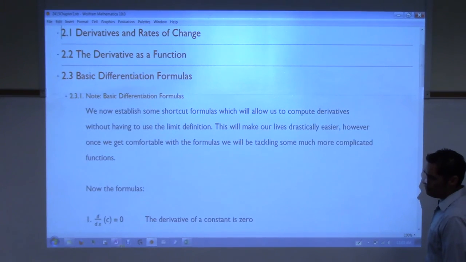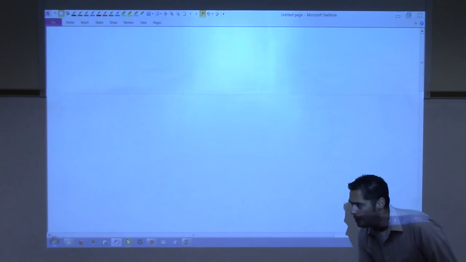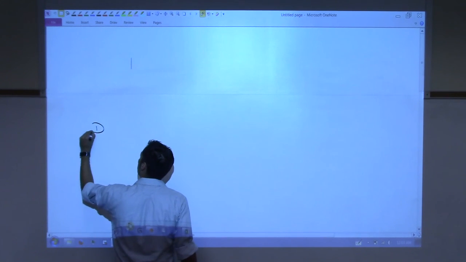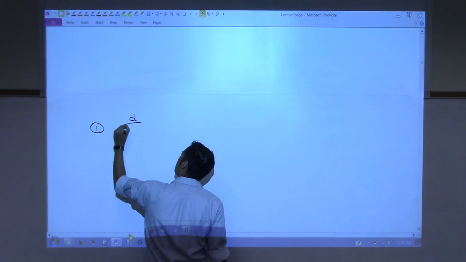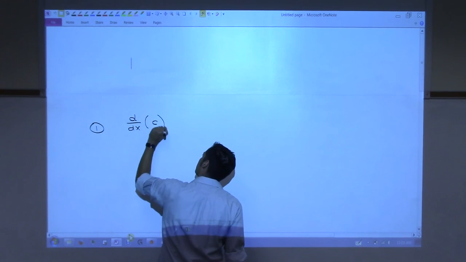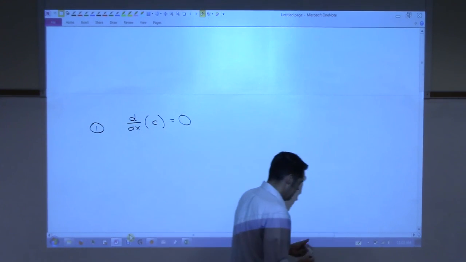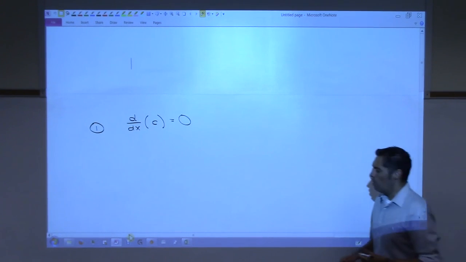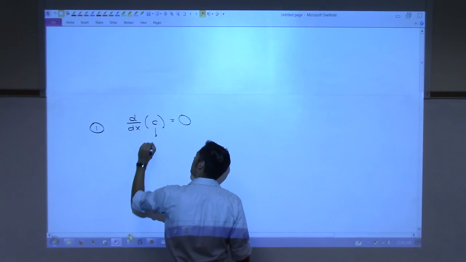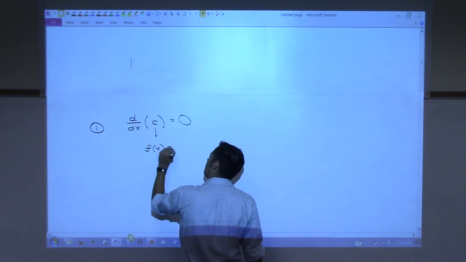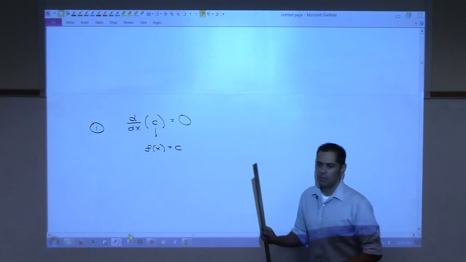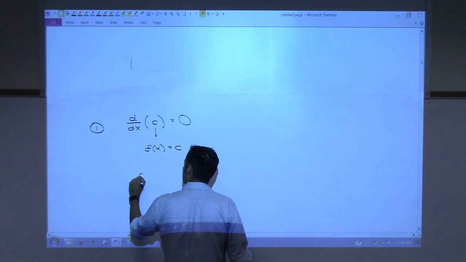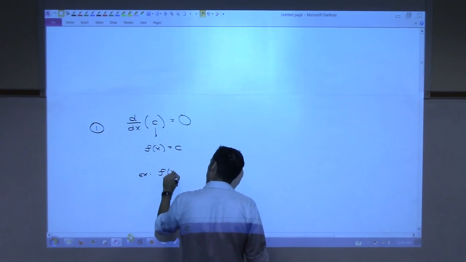So the first one says that the derivative of a constant is 0. So I'll say first formula here, it's written like this: the derivative of any constant is 0. Now let's just think about this geometrically. What we're saying is that if you take a function, f of x, and you define it to be a constant. So give me an example of a constant function. F of x is 5. Okay, good. And that's exactly what I was thinking. As a specific example, f of x equals 5.